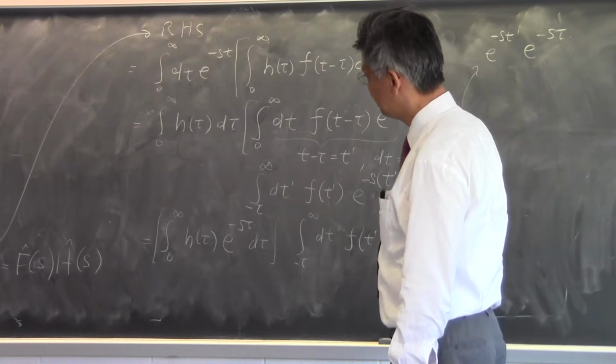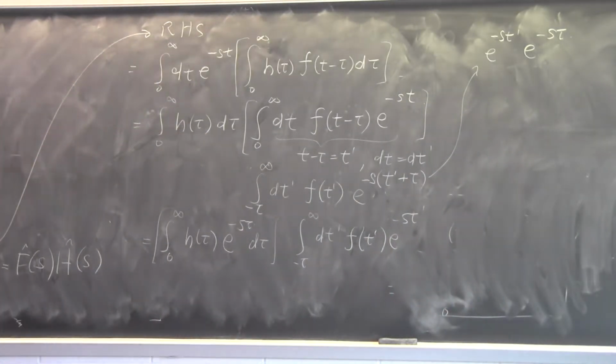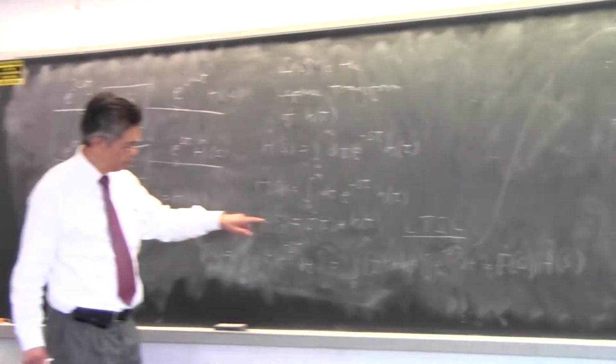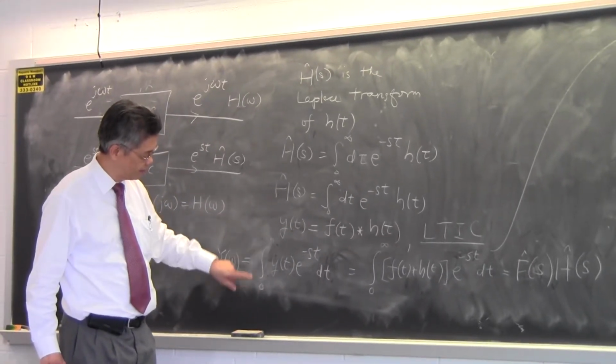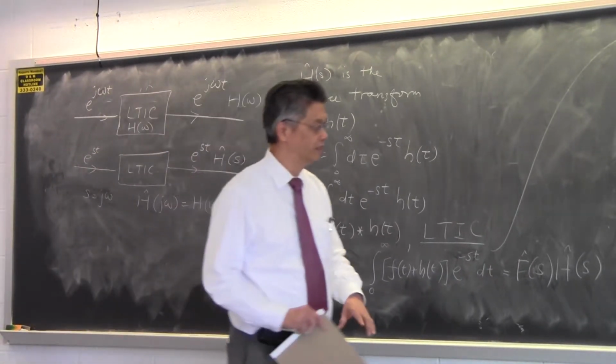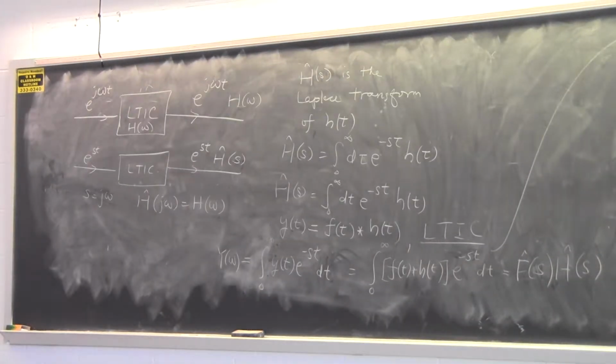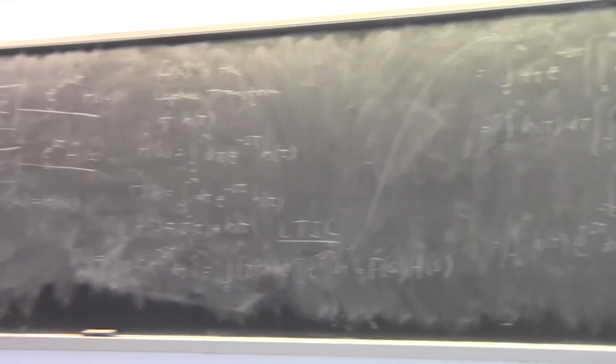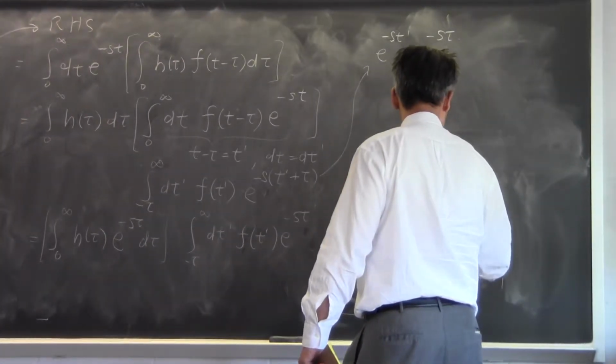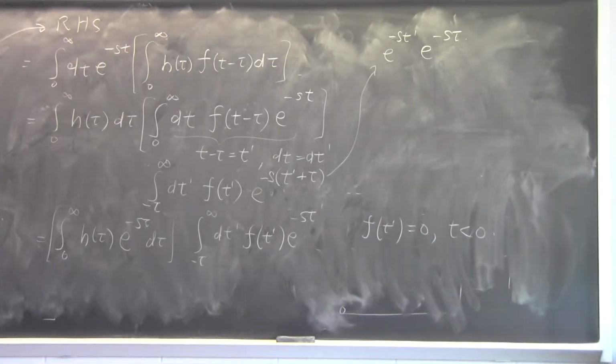Okay. I claim that if this is a linear time invariant system, and I want the output to only become non-zero when t is larger than 0, if I require this of the output, the input has to be such that f of t prime is equal to 0 for t less than 0. Because I have already made the output such that y of t is equal to 0 for t less than 0.